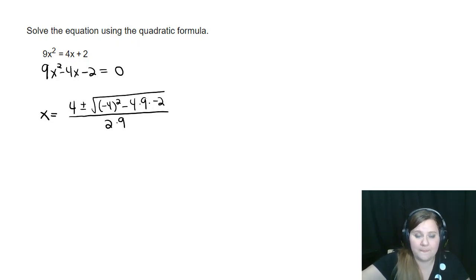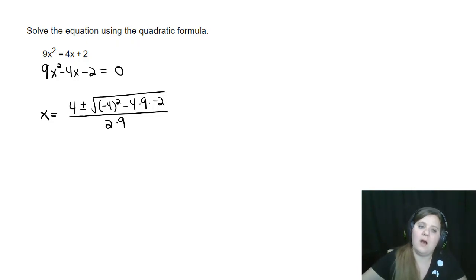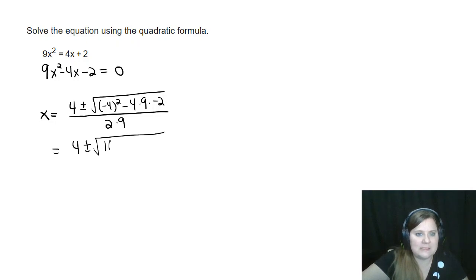negative 4. And if b is a negative, then when I ask for negative b, it swaps sign to become a positive. Also, when you're doing b squared, because b is negative 4, you have to put negative 4 in parentheses. So if you didn't put parentheses in, go ahead and add them now. All right, so that's 4 plus or minus the square root of 16 minus, well, it's going to end up being plus because I have a negative and a negative.